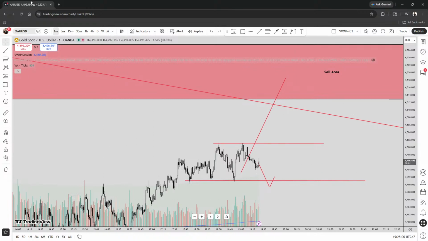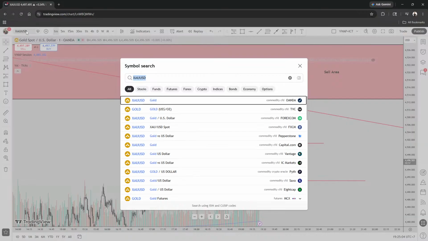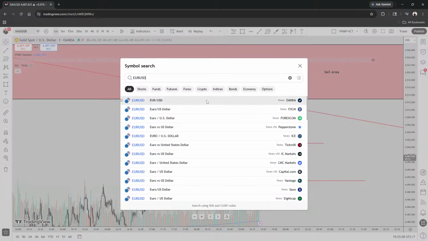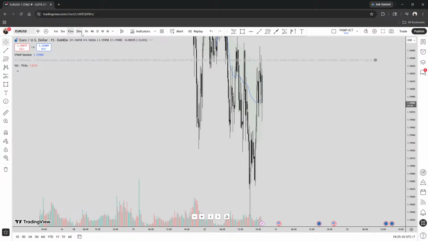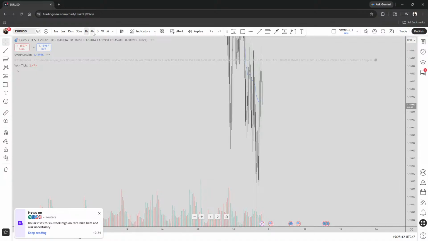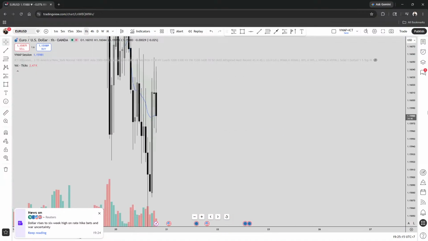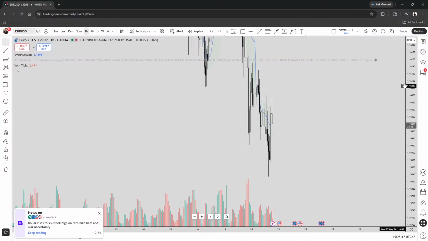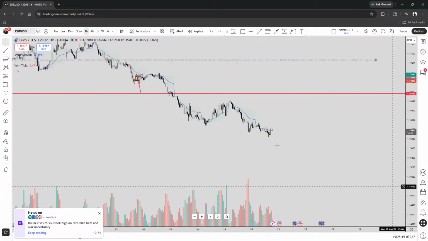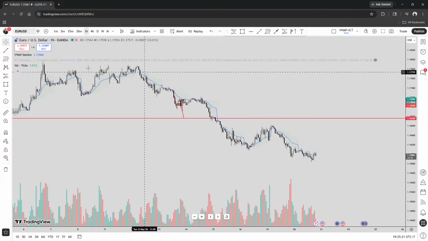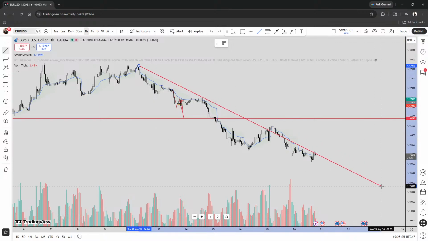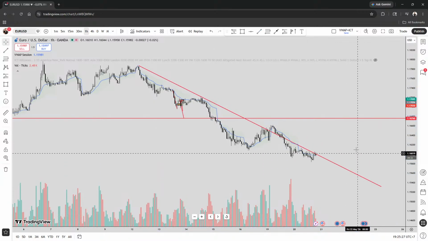All right, that's for the gold. And next one, we're going to see the euro. For the 1-hour euro, it's the same as gold. It's still trending bearish, to the downside like this.